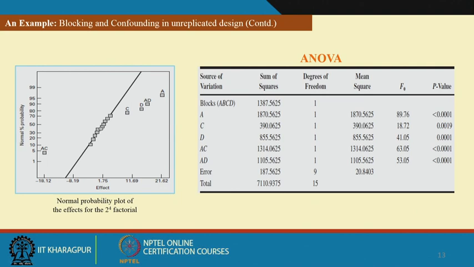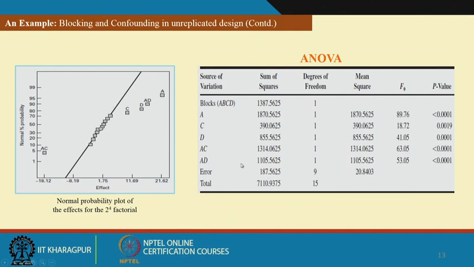So, that means they are different, they are significantly contributing, and as a result you see A, C, D, AC, AD plus block is already there, and then the error will be the rest of those effects which are not significant; their total sum of squares is taken, and this is the error sum of squares.